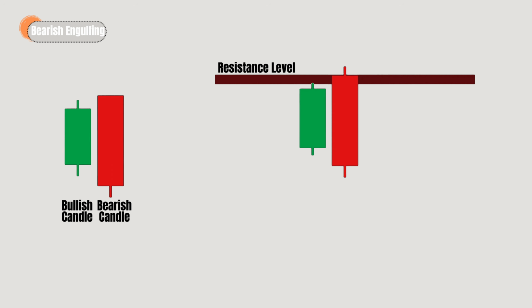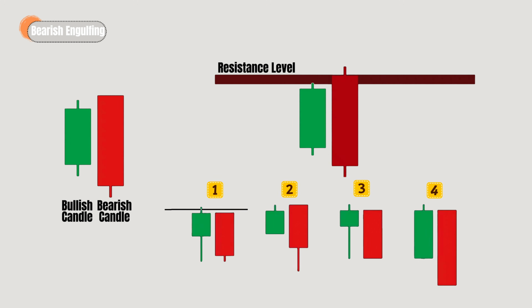In a textbook bearish engulfing pattern, the red candle opens above the green candle's high and closes below its low, making it a perfect example of the pattern. However, in live charts, you won't always see such a perfect pattern. Sometimes, the closing price of the green candle and the opening price of the red candle may be the same. Despite these variations, such patterns are still considered bearish engulfing patterns.